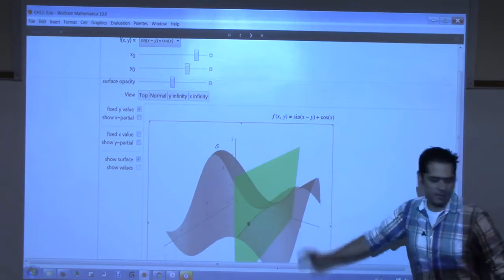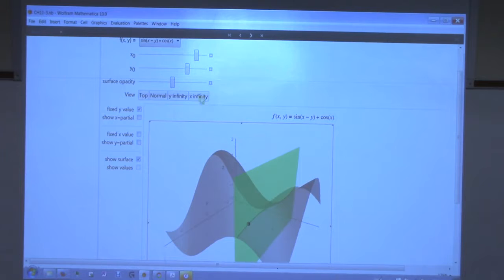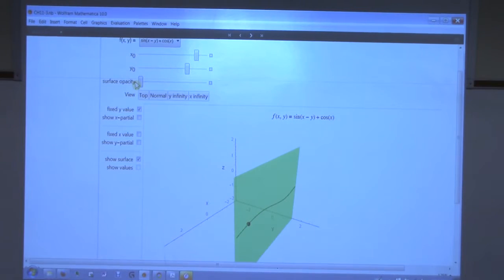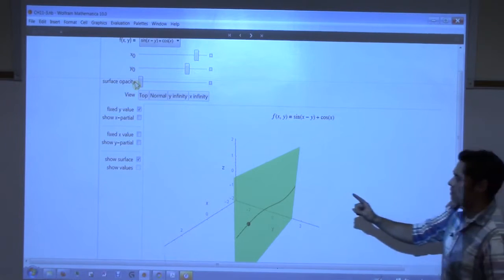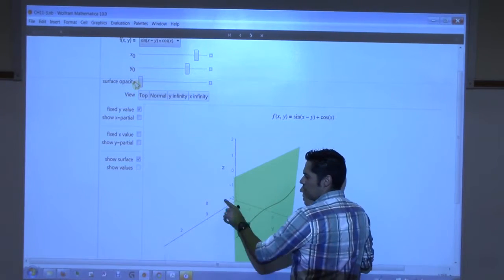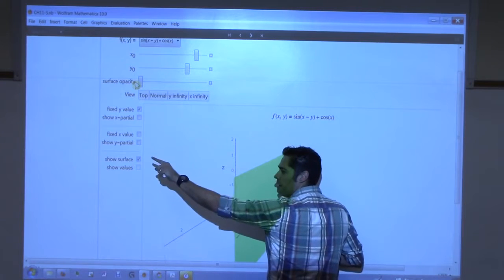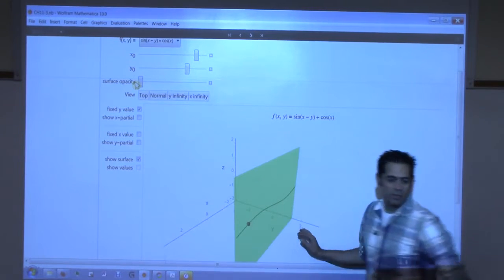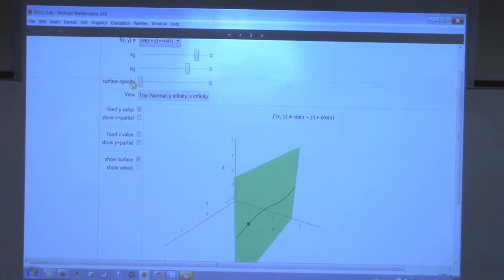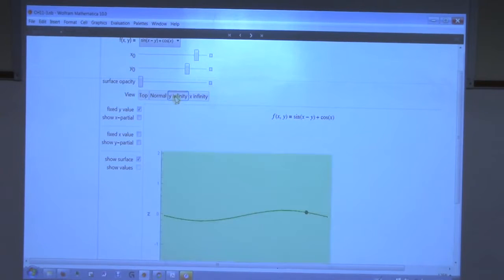Y is fixed to be constant. What I'm going to do now is pull the actual surface out of here because it's just going to get in our way. And then I'm going to walk way down the y-axis, way down there, and turn around and take a look at it. And when I do that, that's what I see.